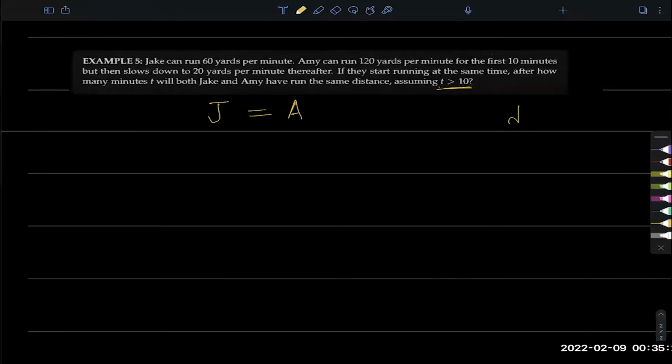Now remember, distance is speed multiplied by time. Okay. So for Jake, he's running 60 yards per minute. So that is 60 multiplied by the time that he ran for, in minutes, obviously. And Amy is running at 120 yards per minute for the first 10 minutes. So that is clearly 120 times 10, plus 20 yards per minute after that.